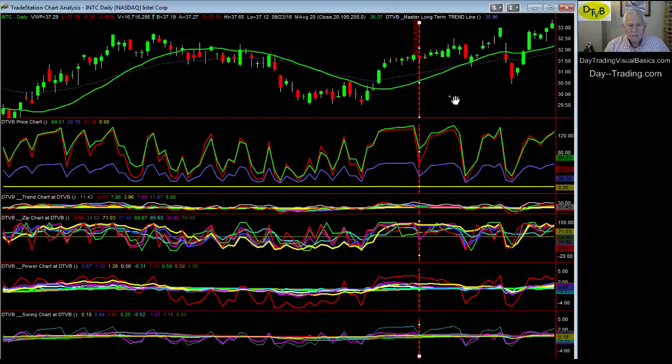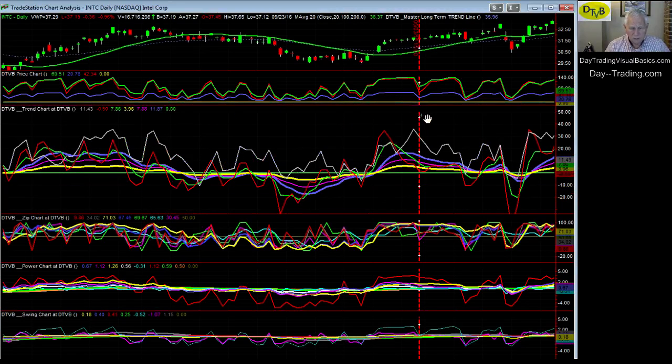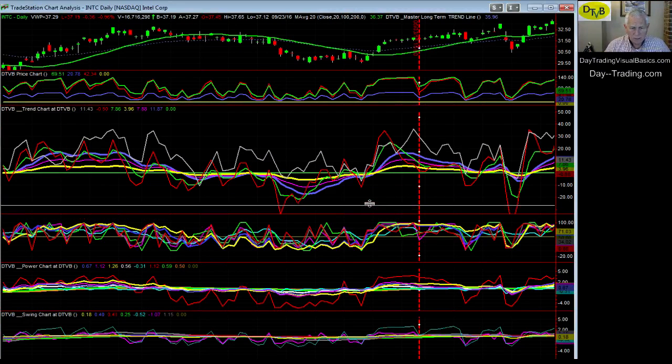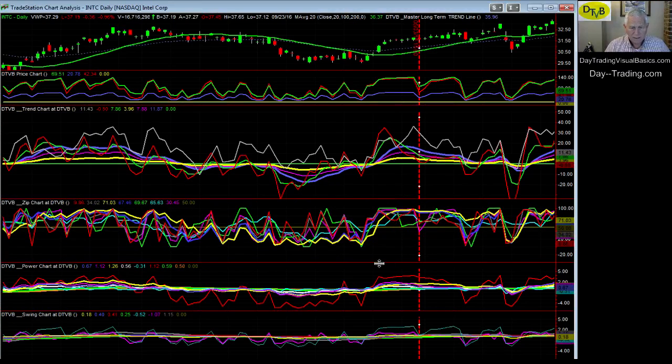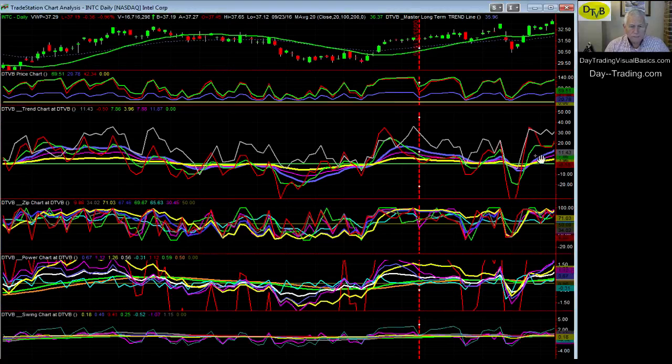Now, I'm going to shrink this candle chart down, and I'm going to shrink the price chart down as well. We're going to be looking a little bit more at the other charts below this.